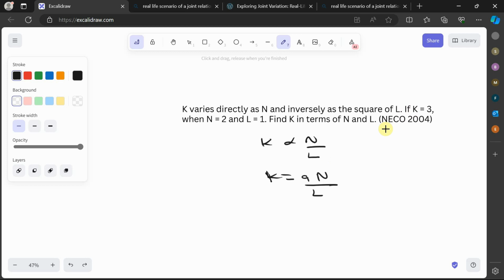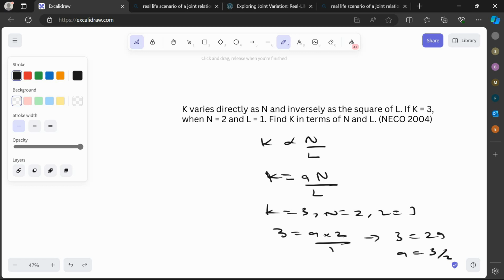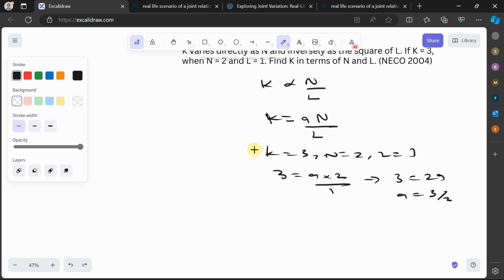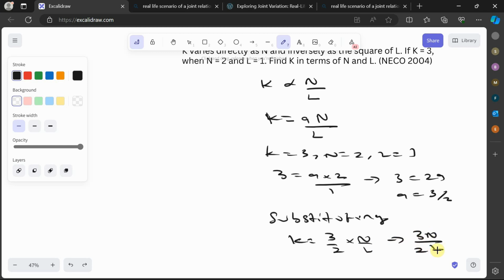So we know that K is equal to 3, N is equal to 2, L is equal to 1. Let's substitute. This will be 3 is equal to A times 2 divided by 1. So 3 is equal to 2A, or A is equal to 3 over 2. This is what we have as our A. Now we can substitute, because it said that we should find K in terms of N and L. Substituting, our K is equal to 3 over 2 multiplied by N over L, which is the same thing as saying 3N all over 2L. Simple and short. Let's see if our answer is correct.